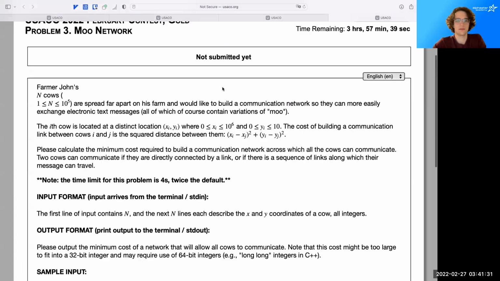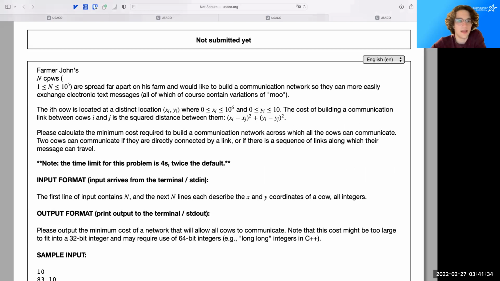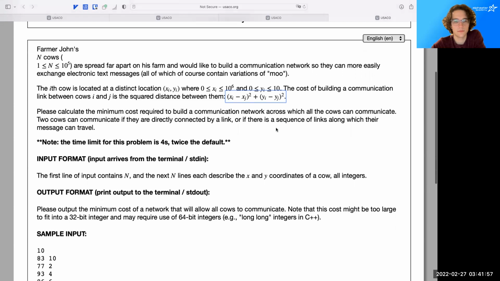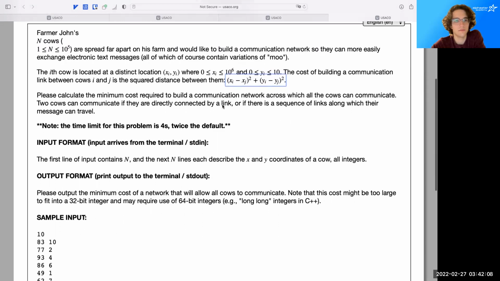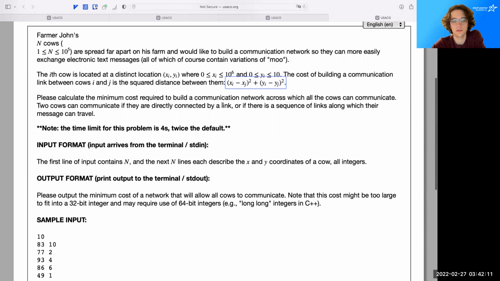And we have this one. So we have n up to 10 to the 5 cows. I would like to connect them in a network. I guess the edges are weighted like that. This sounds like it's just minimum spanning tree, but I guess the issue is the number of edges is very dense, so you have to be careful. This might be quite simple to do.